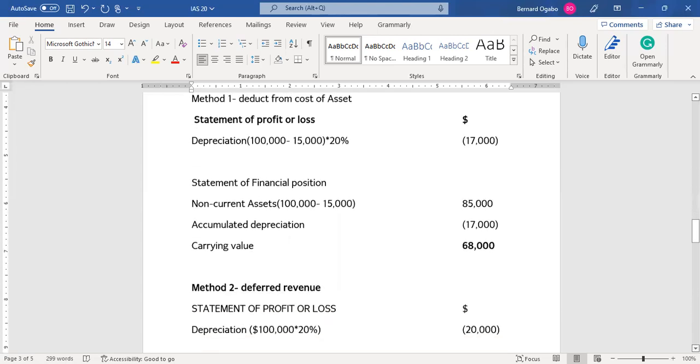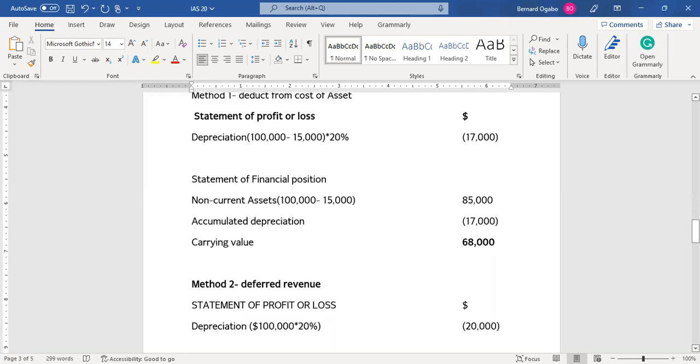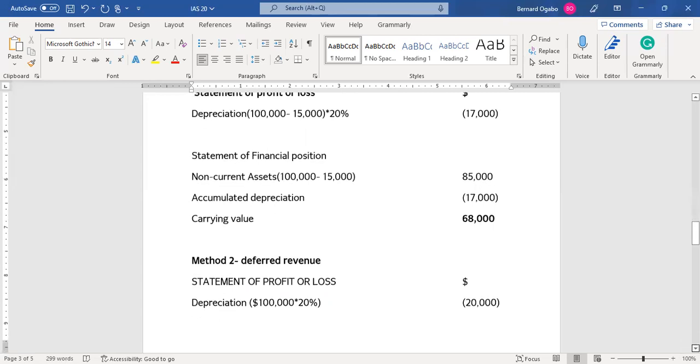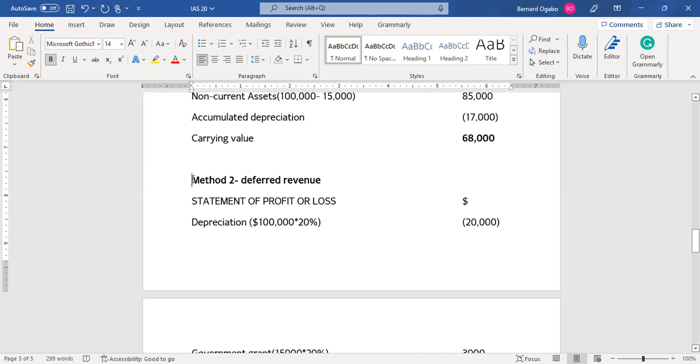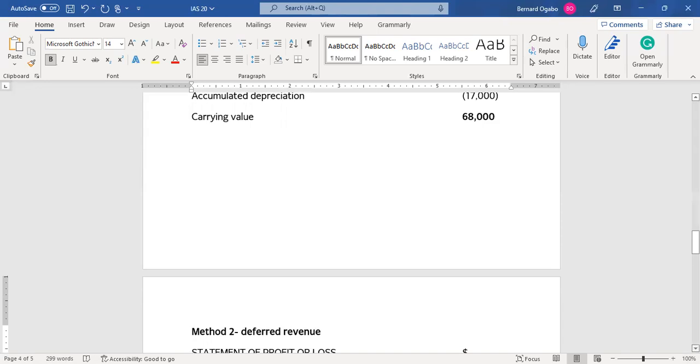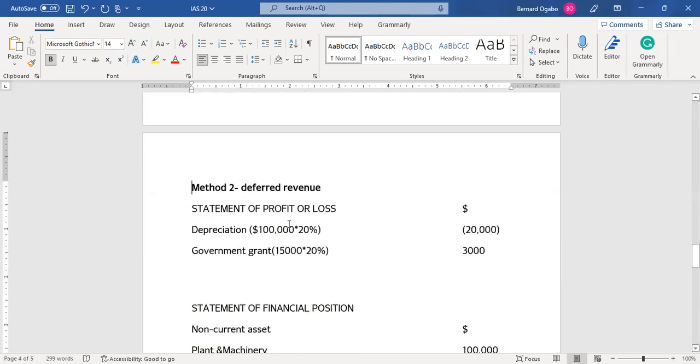What if I choose to recognize the grant given to me as deferred revenue? With deferred revenue, I depreciate the asset at full cost, then take a commensurate portion of the grant and recognize it as income. So here you can see in my statement of profit or loss, let me take it down so that it matches with method two. Depreciation is an expense, it goes to the statement of profit or loss. So I recognize depreciation covering the full cost of the asset. Instead of saying 100 minus 15, I just depreciate the whole asset because I am treating this grant as deferred revenue. 20% multiplied by 100,000 gives me 20,000.